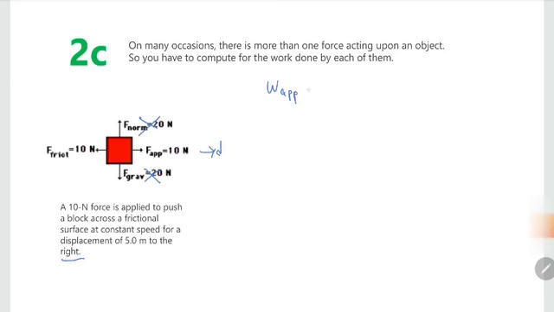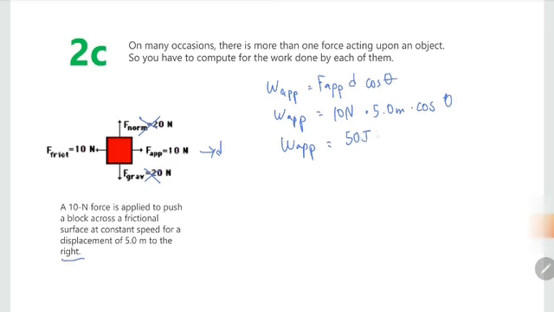So, work by applied force. D cosine theta, 10 newtons. Displacement of 5. Cosine of 0. So, 10 times 5 is 50 joules. Cosine 0 is 1. 50 joules. Work done by the applied force. Positive siya, di ba? Positive work.